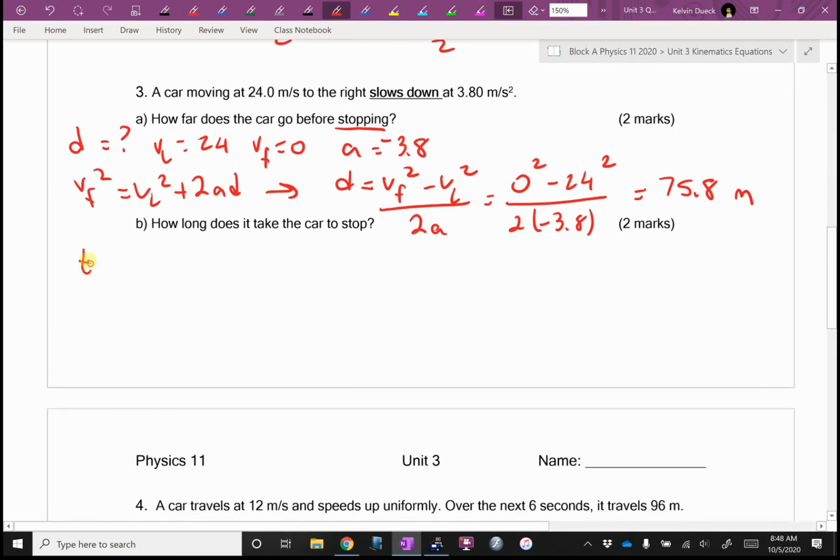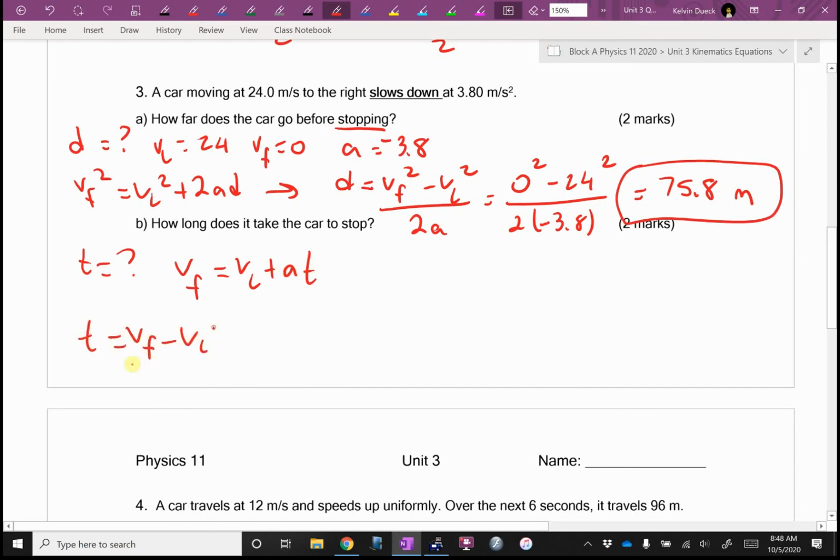Looks like B wants me to find time. I would use VF equals VI plus AT. I would use T equals VF minus VI over A, 0 minus 24, all over negative 3.8. If you missed the negative, because that's a very subtle thing to catch with slows down, you would get a negative time. Can time be negative?